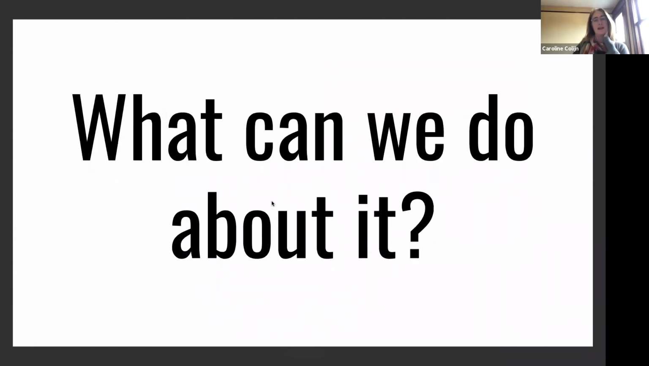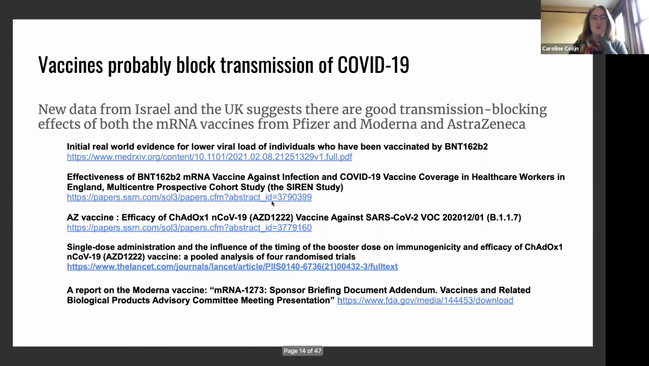Okay, so what can we do about it? This is the transition slide that is going to bring me into vaccination and what vaccination might be able to do, because of course we are doing that, and vaccination is great. So what's going to happen with vaccination? So, all right, one of the things we've learned from data in other places is that vaccines probably do block transmission of COVID-19. They can do that in two ways.